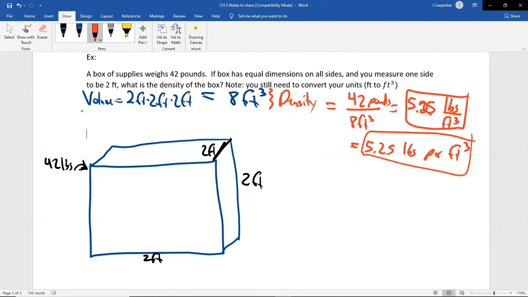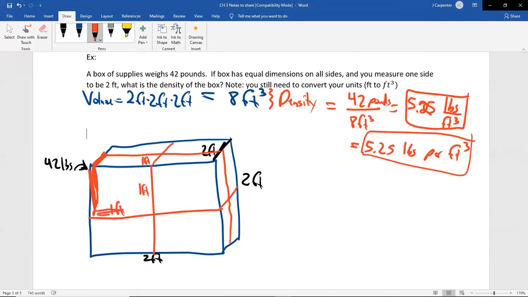But this is 2 by 2 by 2. What if I were to maybe slice this box? So I'm going to slice this box like so, so that each of these little red boxes is 1 foot by 1 foot by 1 foot. Just trying to emphasize, this little cube right here, if you wanted to see through the cube, there's the whole thing. That's a 1 by 1 by 1. And there would be 8 of these.